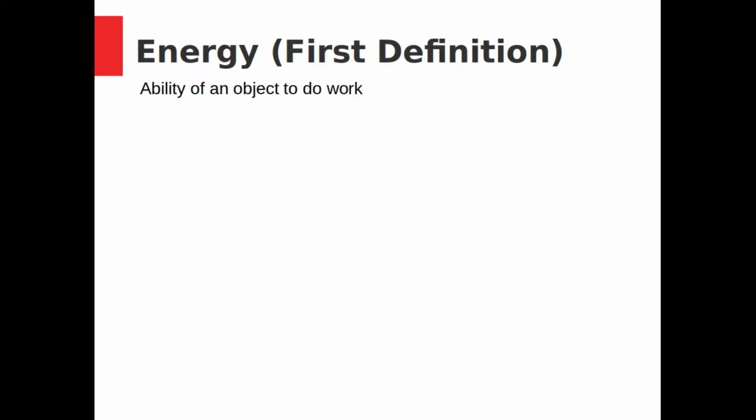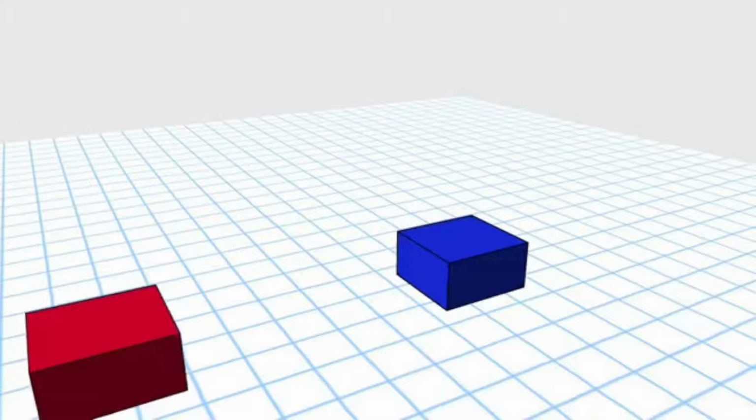This brings us to one definition of energy. We say that an object has energy if it has the ability to do work on another object. Energy is the ability to do work. There are several kinds of energy.